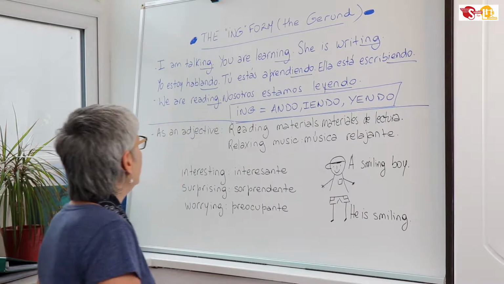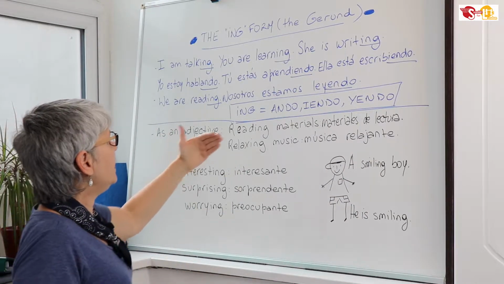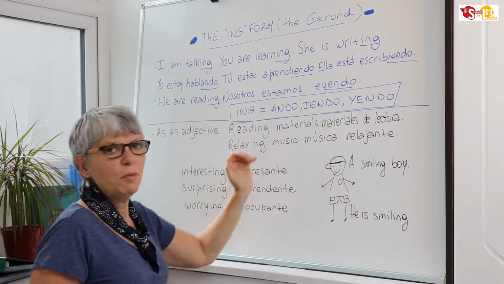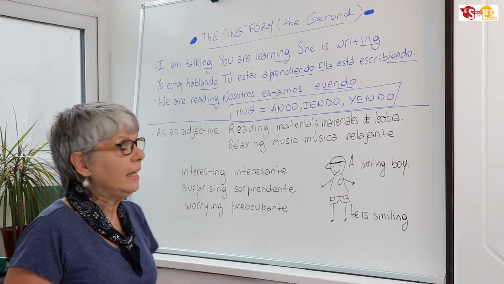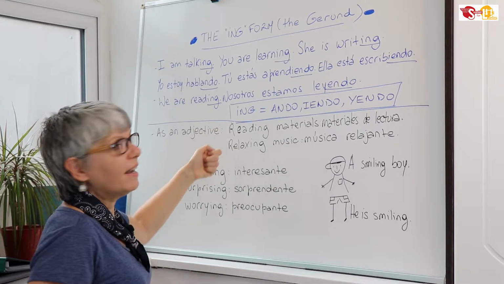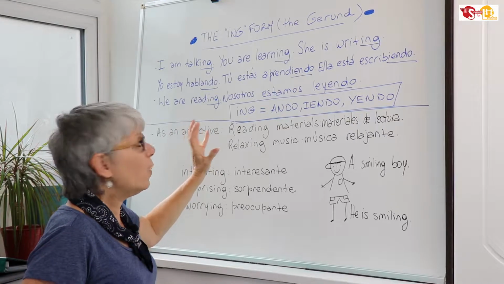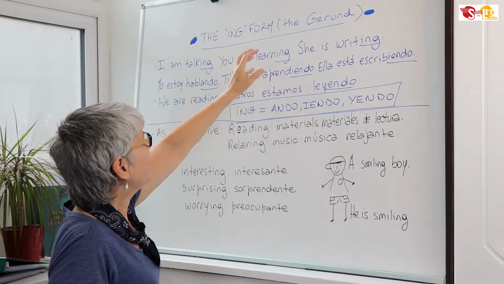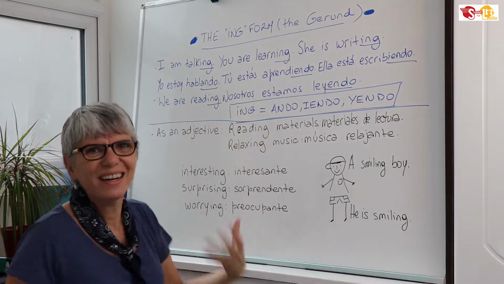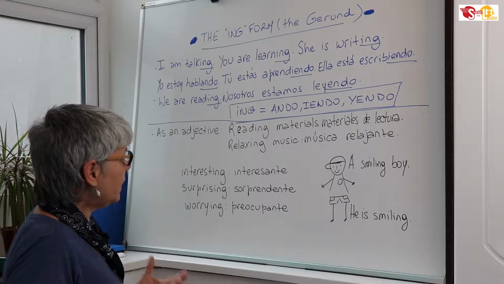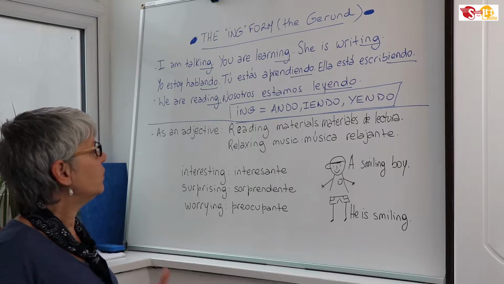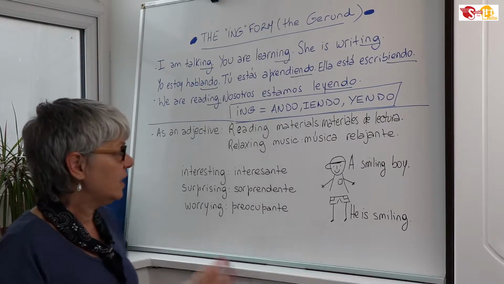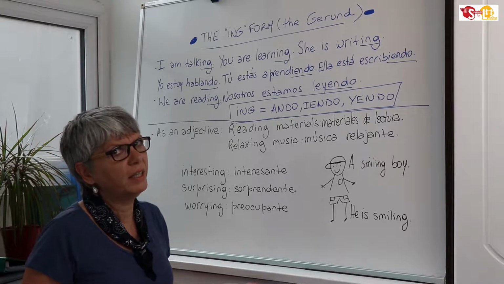Here we have something different. In English, we can use the ing as an adjective. We can say reading materials, relaxing music, running water. In these cases, words like reading, relaxing are working as adjectives. Even though here they are working as parts of the verb, here they are working as adjectives. So it's very common and it's absolutely correct to use the ing as an adjective in English, but never in Spanish. In Spanish, you have to do something different, something else.